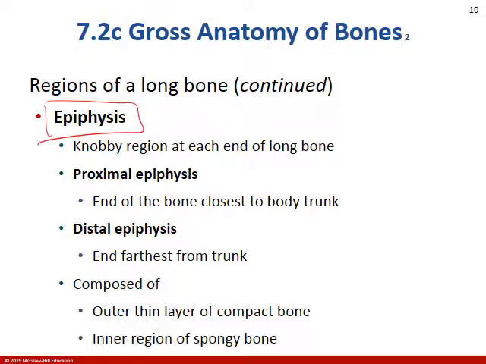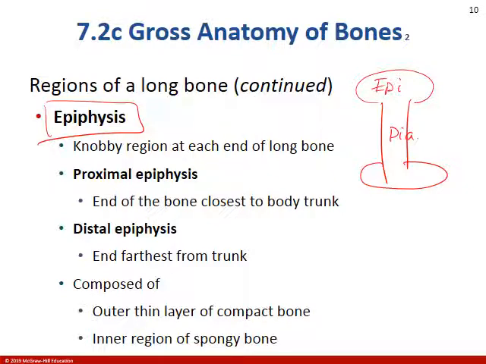We have another section called the epiphysis. This is going to be kind of the knobby regions. So the top and the bottom are going to be the epiphysis, and this is the diaphysis, right? The middle part. Now we have proximal and distal ends. So it depends on farthest away from the trunk, right? Or closest to the trunk. So we might want to know whether we have a fracture in the proximal epiphysis or in the distal epiphysis.